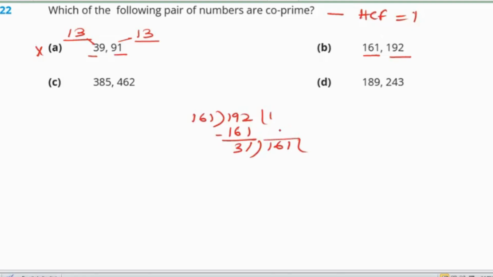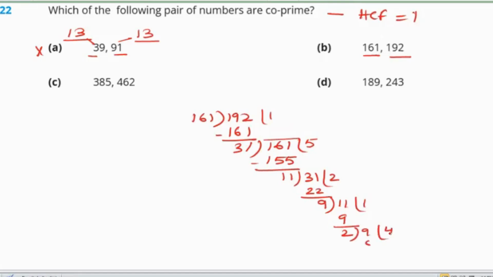If we give division five times, we will be getting 155. When we subtract it from 166, we will be getting 11. When we put 31 over here, two times we can give the division, which is 22, and again we are getting 9. 11, 1 time 9, 2 will be remaining, then 9, 4 times 8.